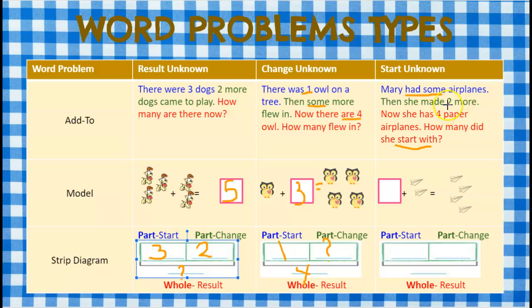Then she made 2 more. So the change was this, that she did 2 more. Now she has 4. So they give us a total. So here a part is missing, our start is missing. And then another part of this equation is a 2, and the total is 4. So here I have my diagram of 4 airplanes, and then there's 2. So the 2 that she made later, and then this is what she started with, 2.